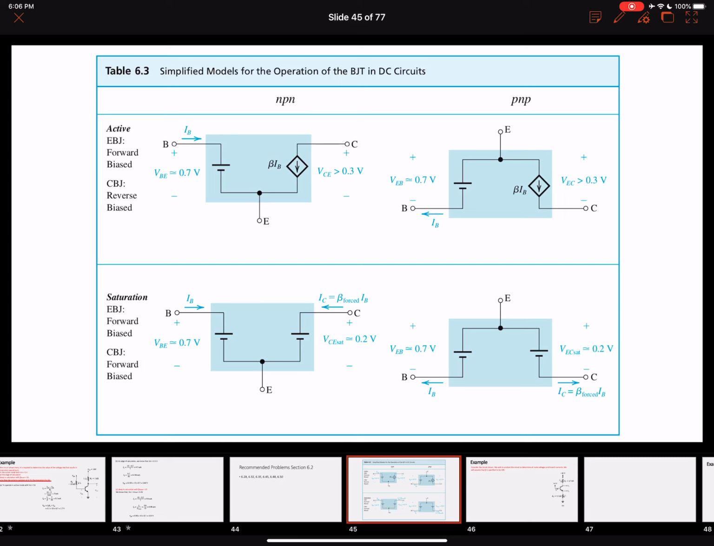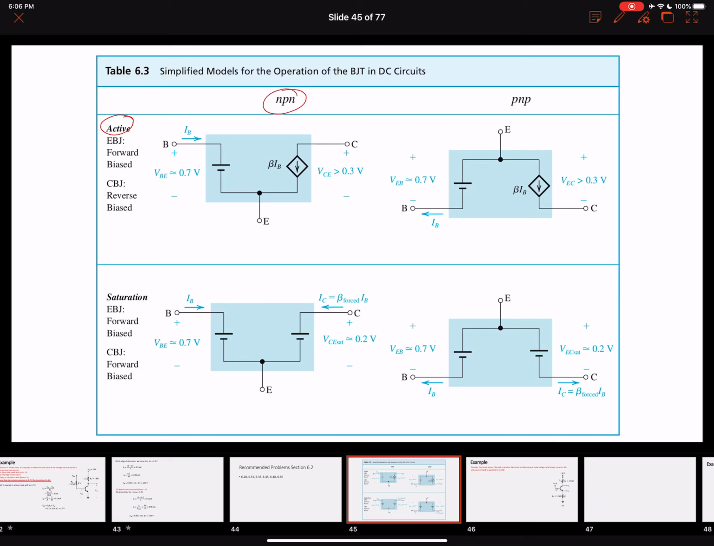model of when a BJT, NPN or PNP transistor, gets operated in the active region or the saturation region. In the active region for an NPN transistor, let's talk about the NPN transistor first. For the active region or the saturation region, the emitter to base junction needs to be forward biased for both modes of operation, active or saturation.